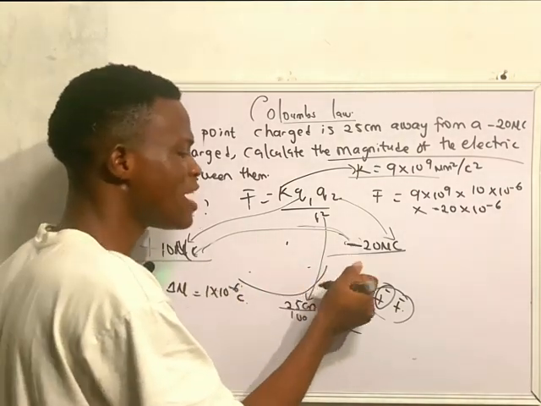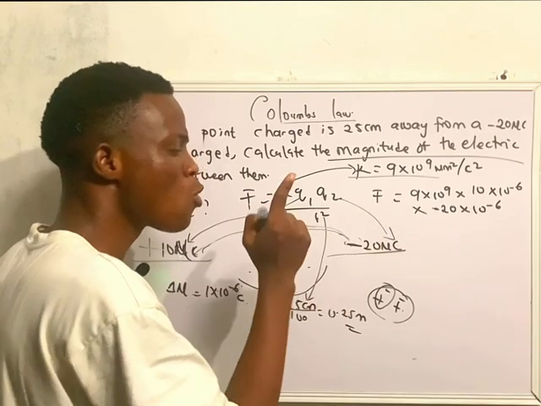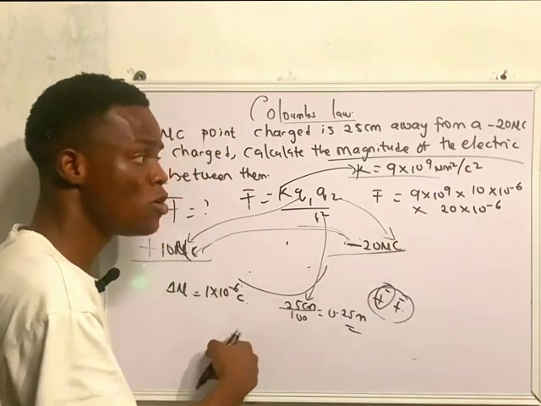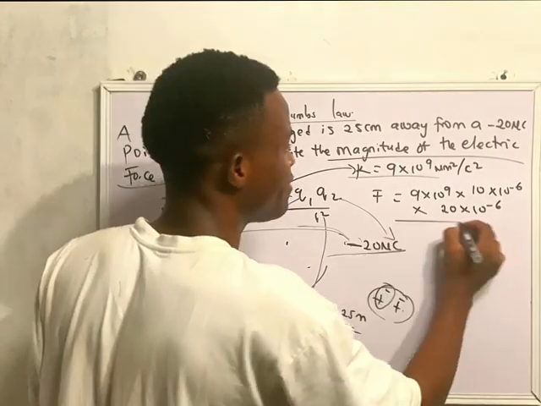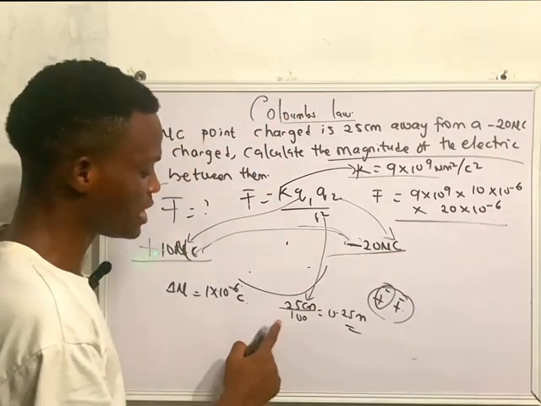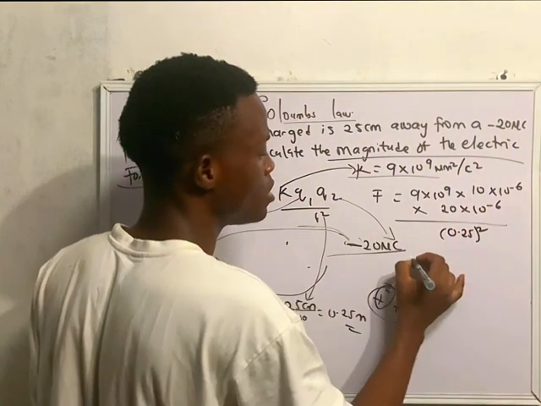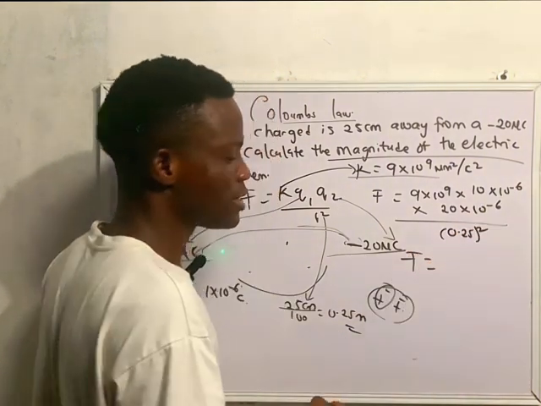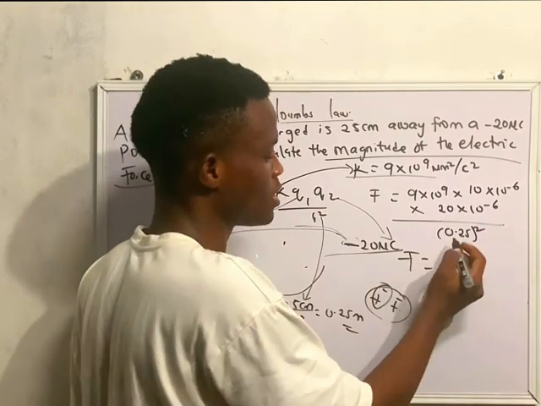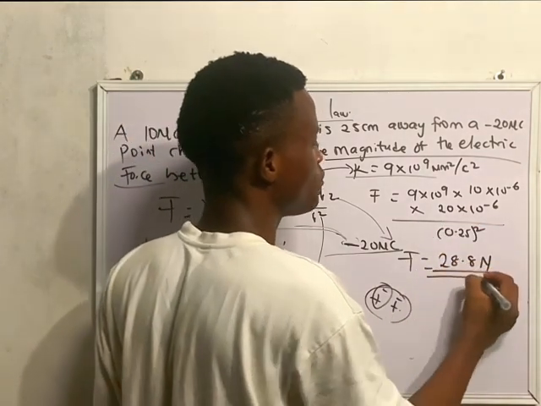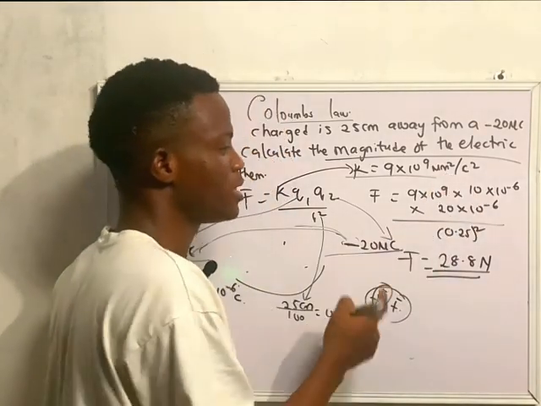So there's no need for you to write the negative in your solving. It is just indicating whether it will attract or repel. That means divided by our distance, which is 0.25, all squared. What's our final answer? Our final answer is 28.8 newton. So if you solve it accordingly, you will get it.